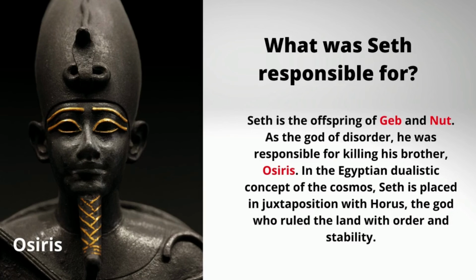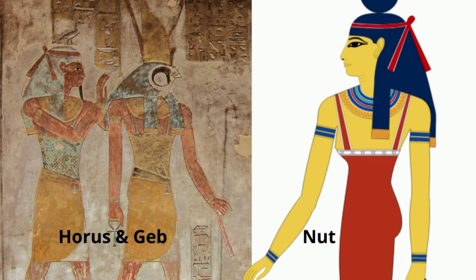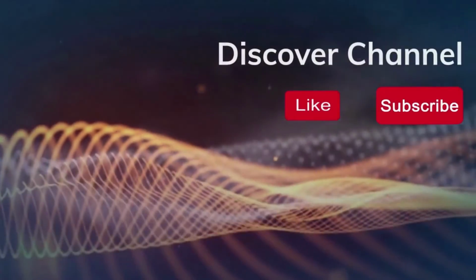What was Seth responsible for? Seth is the offspring of Geb and Nut. As the god of disorder, he was responsible for killing his brother, Osiris. In the Egyptian dualistic concept of the cosmos, Seth is placed in juxtaposition with Horus, the god who ruled the land with order and stability.